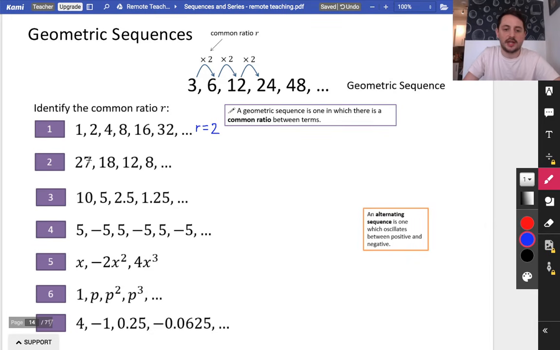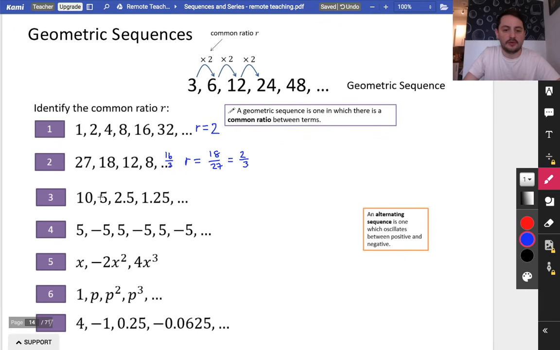This one though, you've got to be careful because the common ratio, although it might look like it's actually getting smaller, means you're going to be multiplying by something that is smaller than 1. So if you want to find out what did you multiply this by to get to this, well, you can go the other way around and do this one divided by this one. So I've just got 18 divided by 27, and 18 divided by 27 is 2 over 3. So this time the common ratio is 2/3, and let's just see if that makes sense. 27 times 2/3 is 18, 2/3 of 18 is 12, and 2/3 of 12 is 8. So the next one would be 2/3 of 8, which would be 16 over 3.